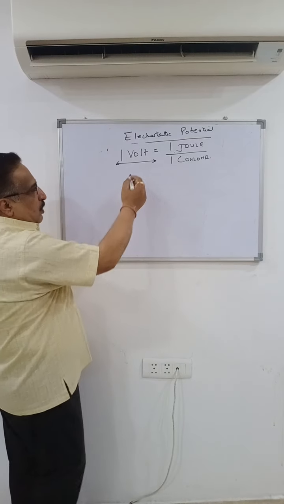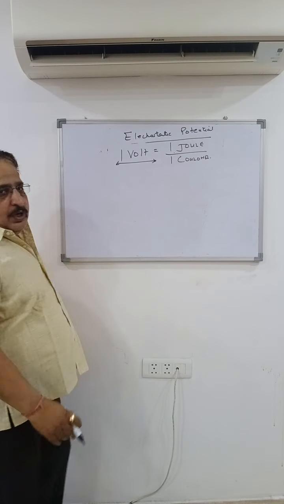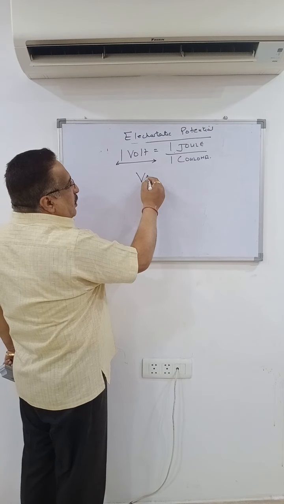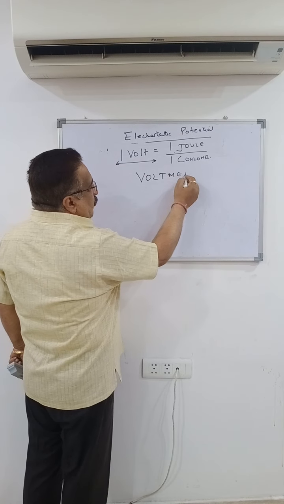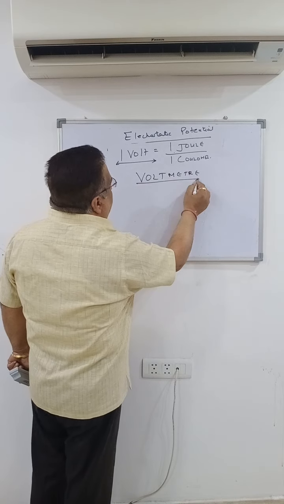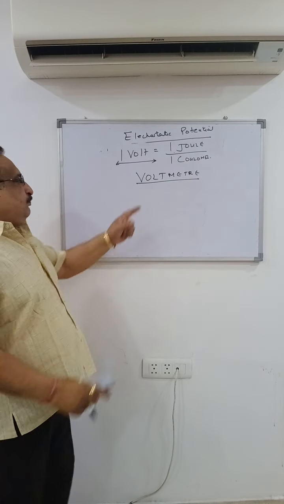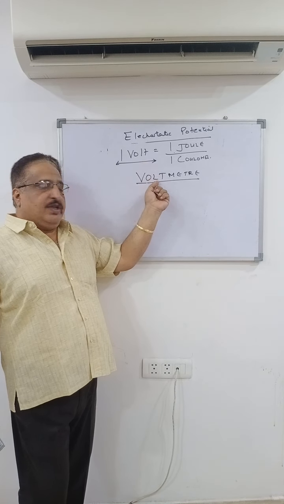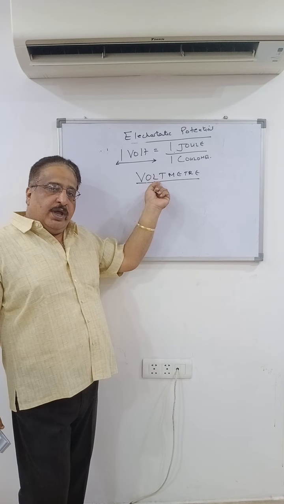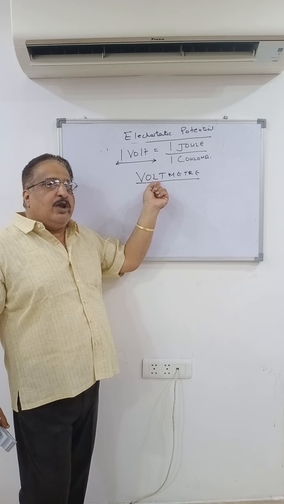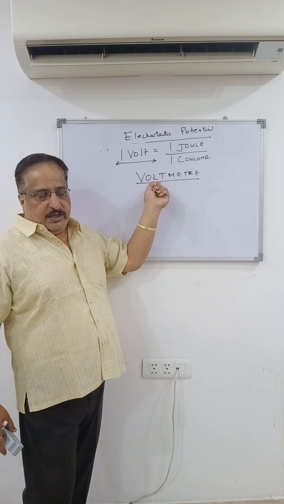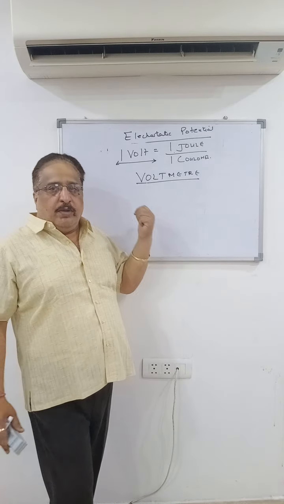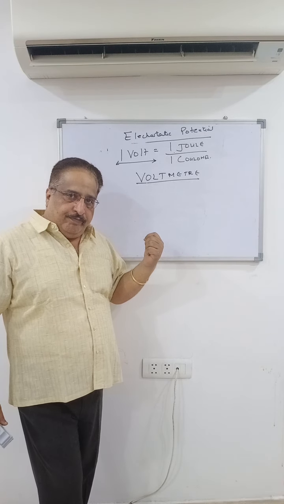Now moving on to the instrument that is used to measure potential difference. The instrument used is a voltmeter. A voltmeter is an instrument which is used to know the potential difference. This is voltmeter. It is always connected in parallel. I'll tell you what parallel is in the further classes. Is that clear? Moving on to the numericals now on potential difference.